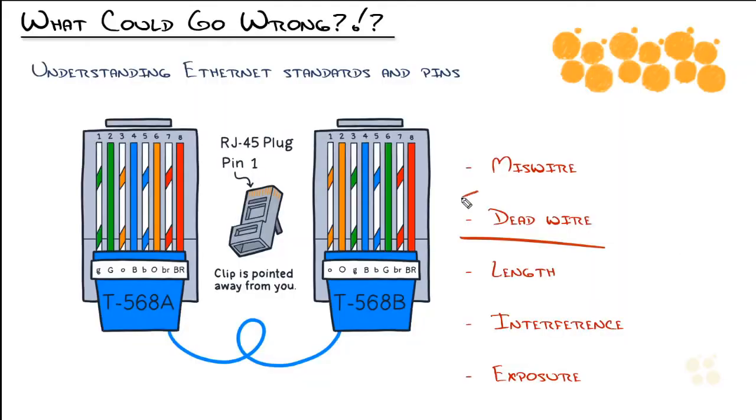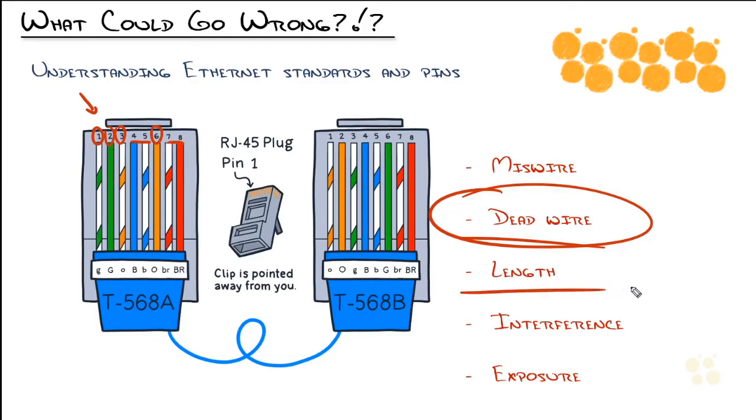So when I say dead wire, I'm really focused on those 4 individual wires. And if you're following the standard, the 4 that are used for transmission are 1, 2, 3, and 6. 4, 5, 7, and 8 are not used for actual data transmission, at least in what I would call standard gigabit Ethernet. The length of a cable is a thing.